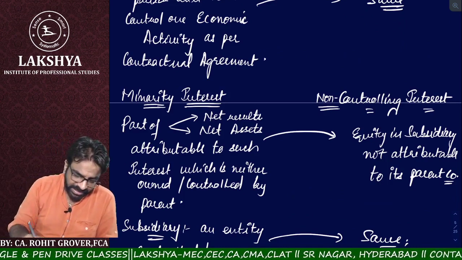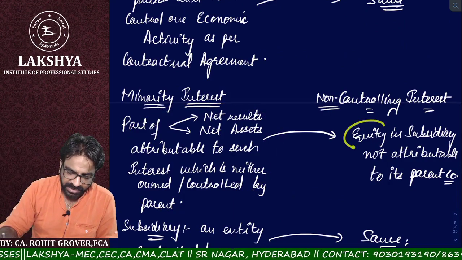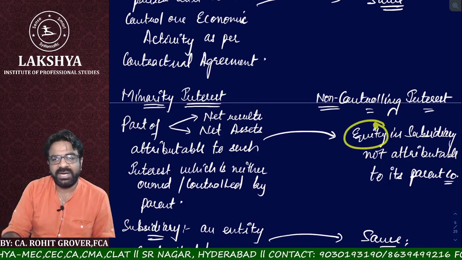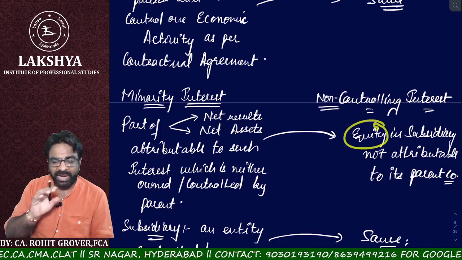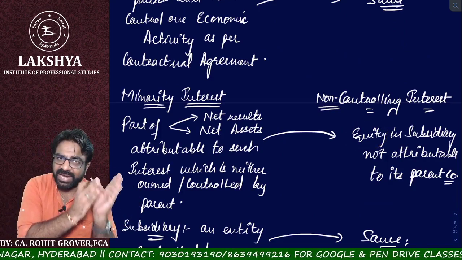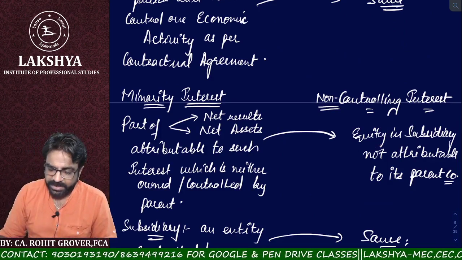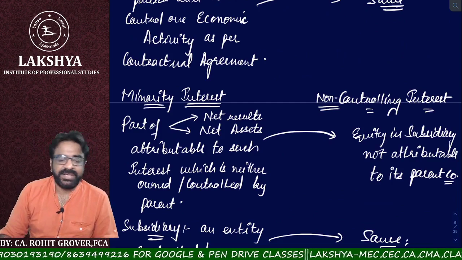Non-controlling interest. So here it is written part of net profits and net assets, and there, instead of net profits and net assets, it is written the word equity. So I would like to make you understand the difference between the definitions under the IND-AS and the definitions under the AS. Are you getting the point?